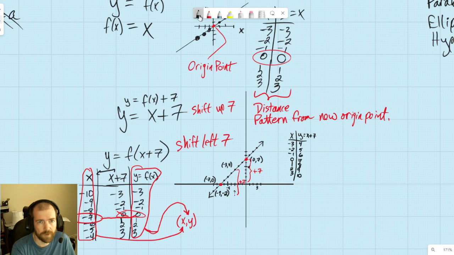So for the parent function y equals x, this is nice and easy, right? It's just over 1, up 1, over 2, up 2, over 3, up 3. Left 1, down 1, left 2, down 2, left 3, down 3. It's just going to go from there.